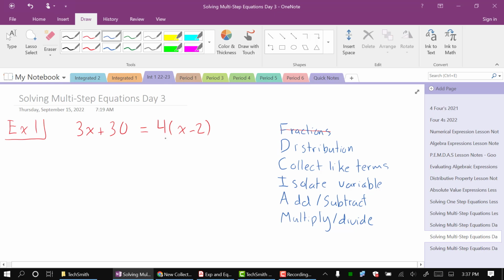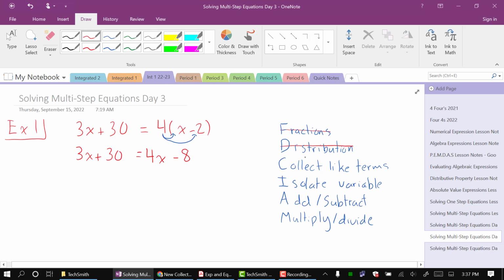Next up is distribution. So I'm going to distribute this 4 to both the 1x and to the negative 2. If there's no number in front of the variable, we know that it's a 1. So I'm not doing anything on the left, so I'm just going to copy it down. 3x plus 30. And on the right, I'm going to go 4 times 1x, which is just 4x, and 4 times negative 2, which is negative 8. So I've done the distribution, so I can go ahead and cross this off.